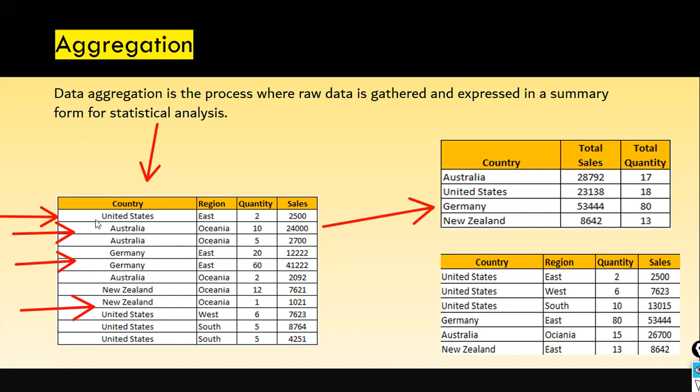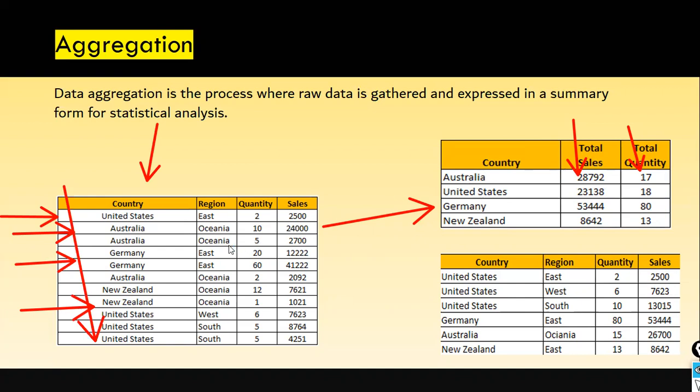At the end of the day, he doesn't want to see the itemized or the transaction level detail. Instead, he wants to see the summary. So he wants to understand in Australia, in total, how much sales we made and how many units we sold in total. Don't tell me each and every day how much sales we made in Australia. I'm not interested. Instead, give me the summary or aggregated values for the sales and the units sold. This is the output he needed.